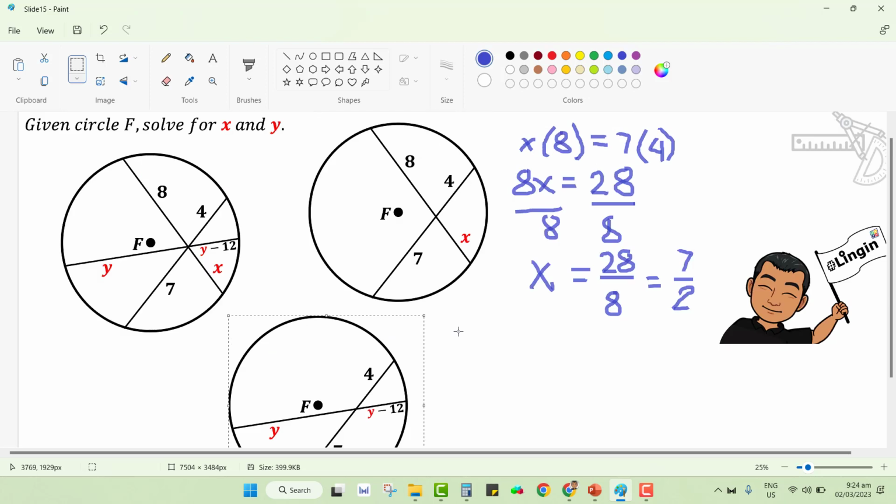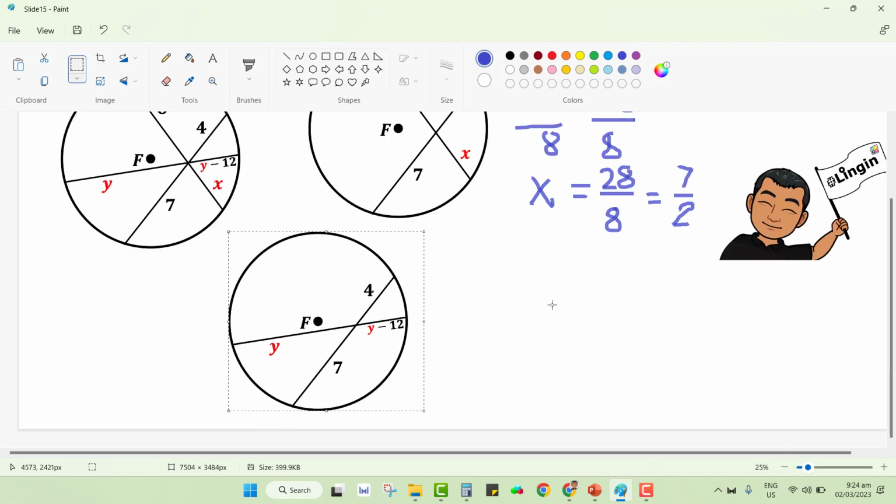I did not use the chord with x, even if the value is already solved, because if it is incorrect, it will also make the value of y incorrect. So let me continue and use the same concept. It tells us again that the product of the segments of one chord, let's say this and that, is equal to the product of the segments of the other chord. So you will have here y times y minus 12, which must be equal to the product of 7 and 4.